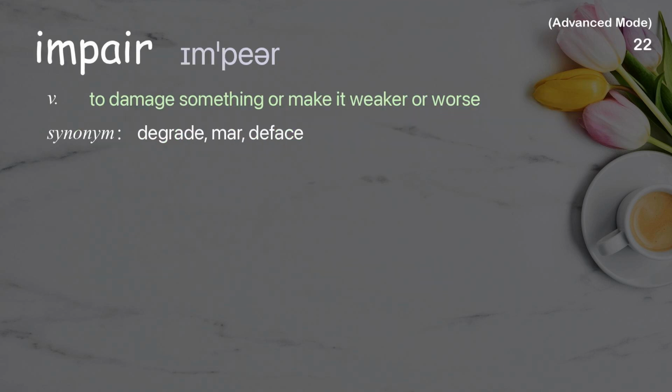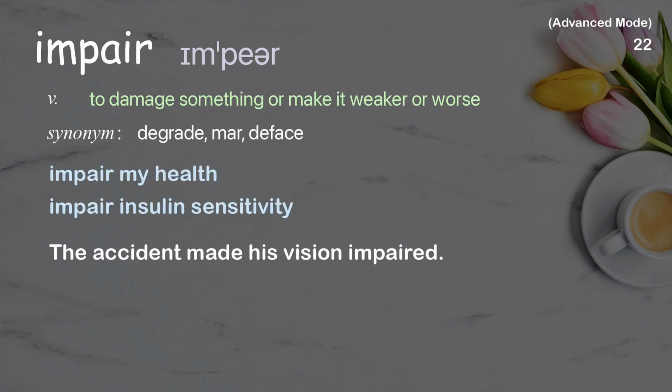Impair. To damage something or make it weaker or worse. Examples: Impair my health. Impair insulin sensitivity. The accident made his vision impaired.